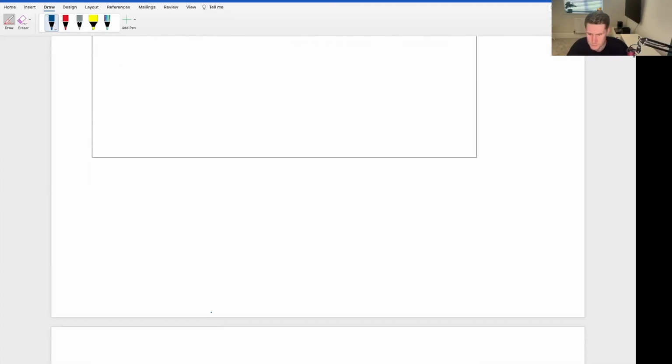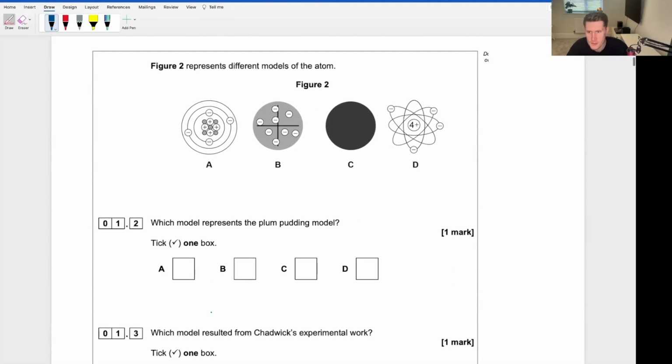Moving on to the next one. It says figure 2 represents different models of the atom and it shows you 4 different types, A through to D. Which model represents the plum pudding model? Now I know that that one is B. The reason for that is because I know the definition of the plum pudding, which is a positive centre with negative charges scattered around it.